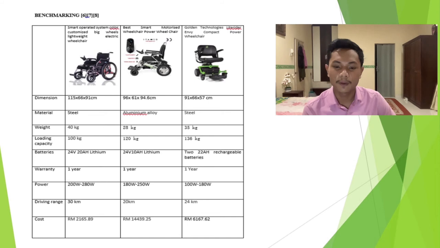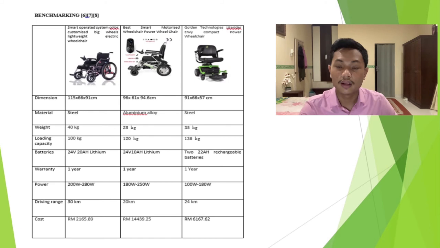The criteria that we look at are listed in the table. First is dimension, second is material, third is lightweight, fourth is loading capacity, fifth is batteries, sixth is warranty, seventh is power, eighth is driving range, and the most important, I think, number nine, cost. The data that we collect are listed based on these nine criteria.